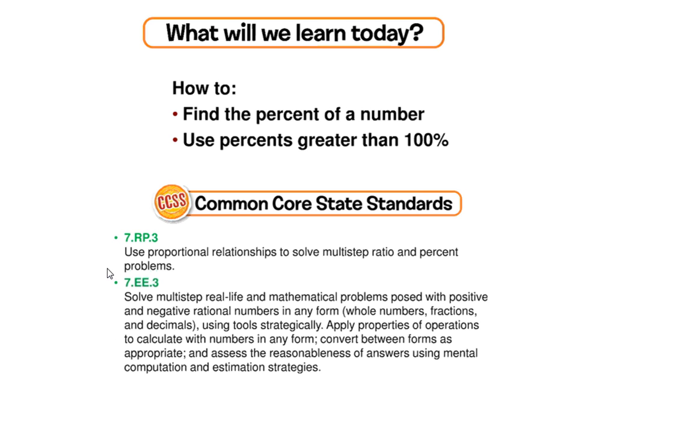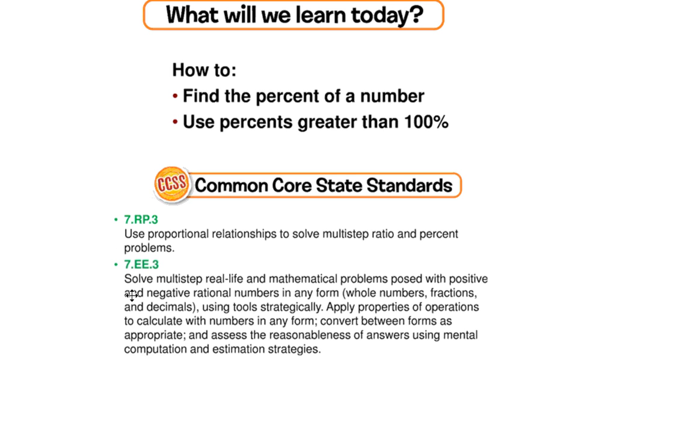Our standards are that we're going to use proportional relationships to solve multi-step ratio and percent problems, and then we're going to solve multi-step real-life and mathematical problems posed with positive and negative rational numbers in any form.